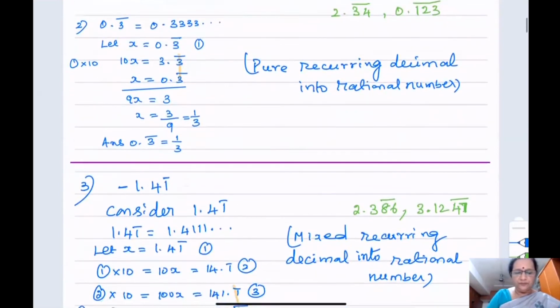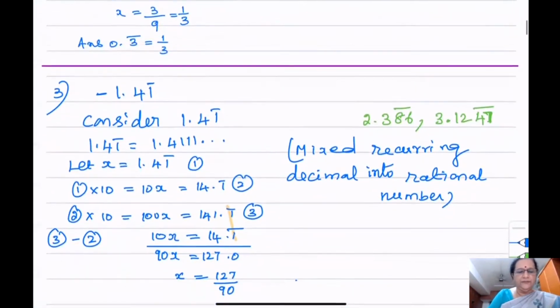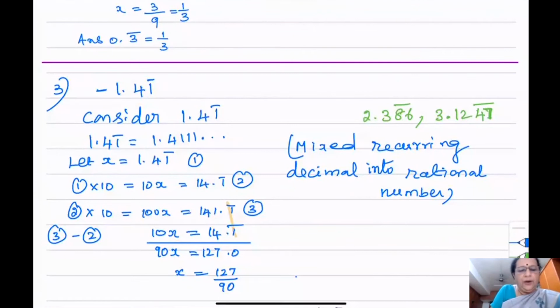Next one. Convert negative 1.41 bar into a rational number. So when you observe this, there are two digits, 4 and 1, but both 4 and 1 are not repeated here. Only 1 is repeated here. That means the number will be 1.4111 like this. 1 alone will be repeated. This is called a mixed recurring decimal.